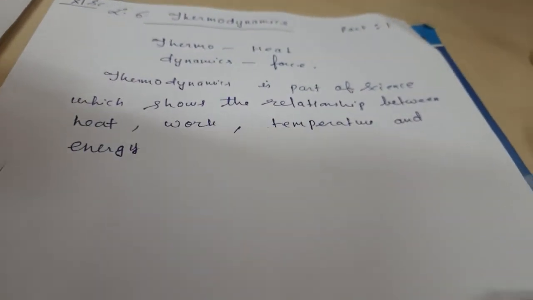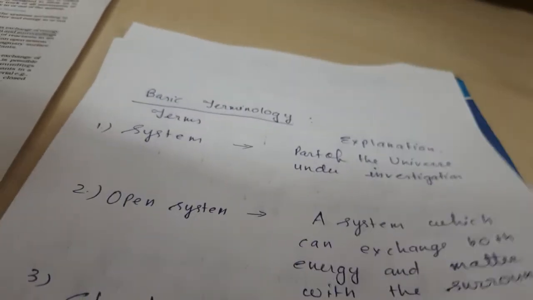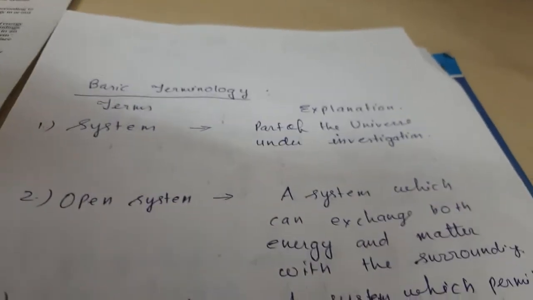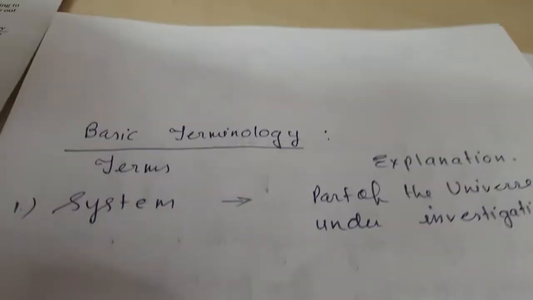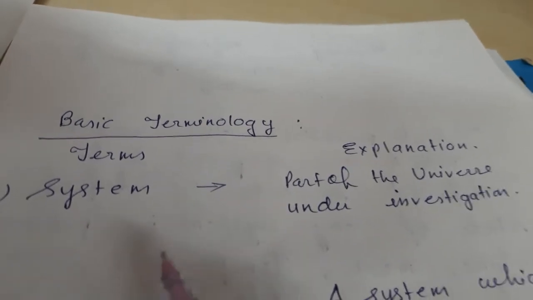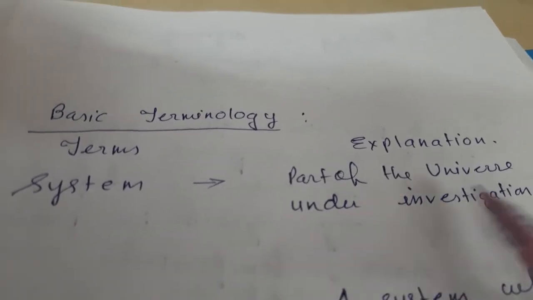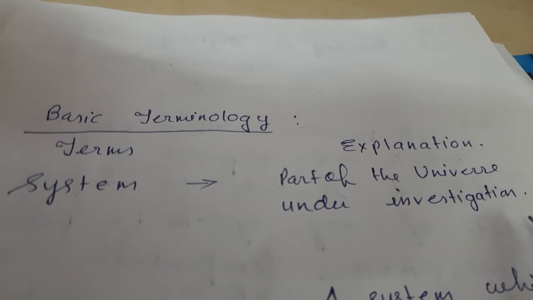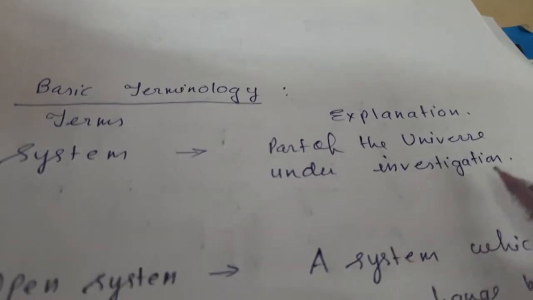अब कितने तरह के सिस्टम होंगे बेटा? Let us see some basic terminology. I am sending you the PDF. You will understand more clearly. Basic terminology for thermodynamics: first is system. Explanation: the part of the universe under investigation. Here I have taken a beaker, so beaker is the system.